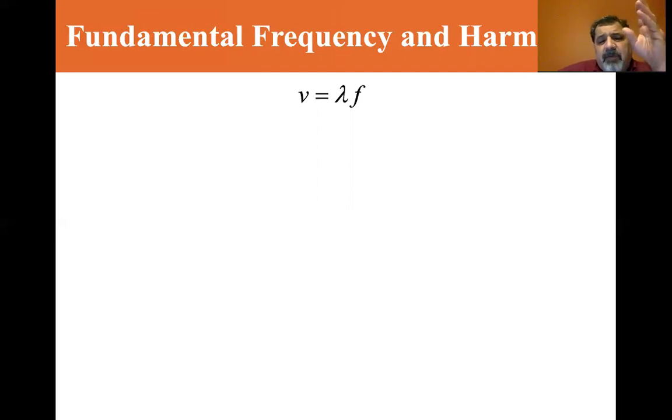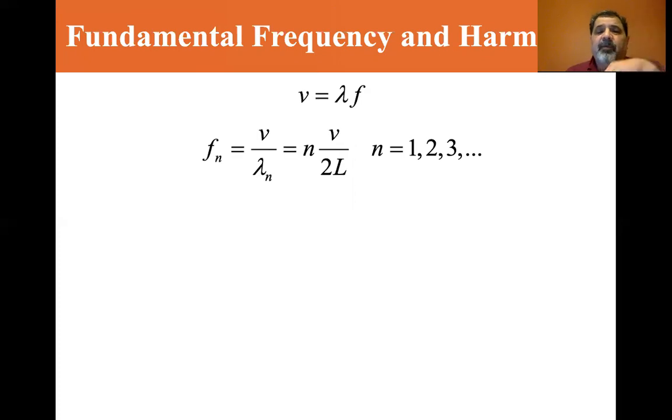The velocity is the speed of the wave. Lambda is the wavelength, and the frequency is 1/T. So it's distance divided by time. The frequency is equal to the velocity divided by lambda, is equal to n, where n equals 1, 2, 3, times the velocity divided by 2L. And we've also learned that the velocity is equal to the square root of the tension in the string divided by the linear mass density.